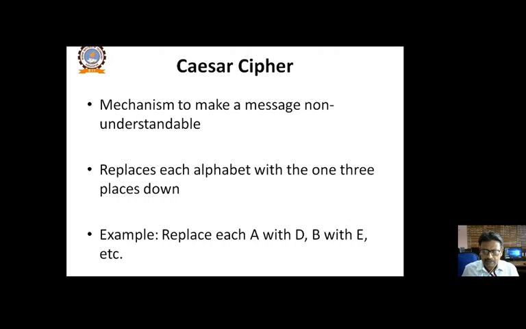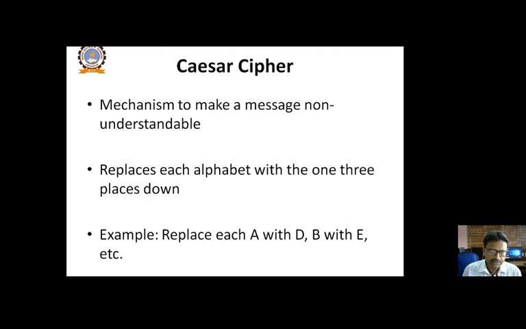Now, normally, we don't send this kind of message whenever we want to hide the message from the rest of the persons, and this message is meant only for the legitimate user. So we will be using a certain kind of technique by which we encode the messages, and the first method which is used for encoding the message is called the Caesar cipher.